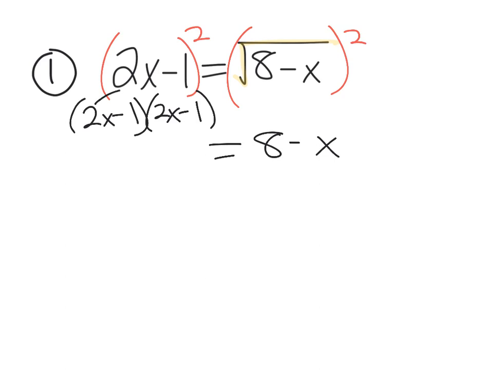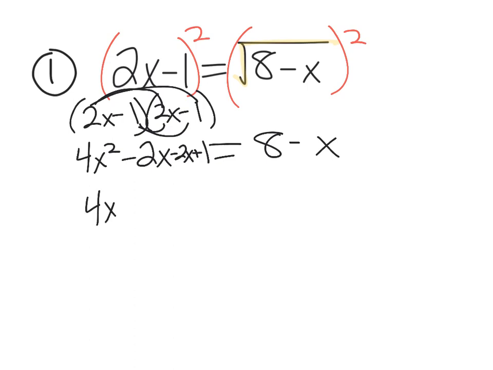Anyway, 2x times 2x is 4x squared. 2x times negative 1 is negative 2x. Negative 1 times positive 2x is a negative 2x. And negative 1 times negative 1 is a positive 1. Okay, I kind of squeezed that in there. So what I'm left with is 4x squared minus 4x plus 1 equals 8 minus x.